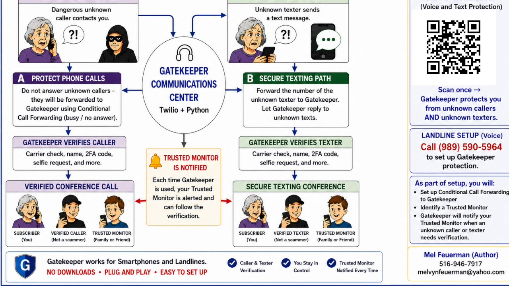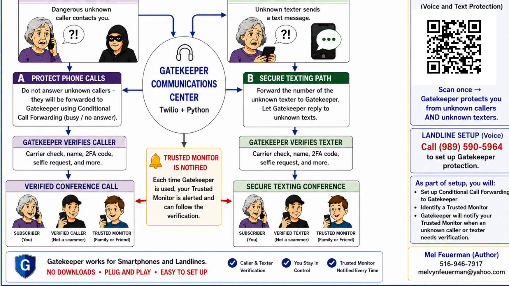Exactly. The carrier name check lets Gatekeeper confirm if the caller's claimed name matches what the phone network knows. If they match, it's a good sign. If not, Gatekeeper is extra cautious, adding another layer of protection before you're connected.